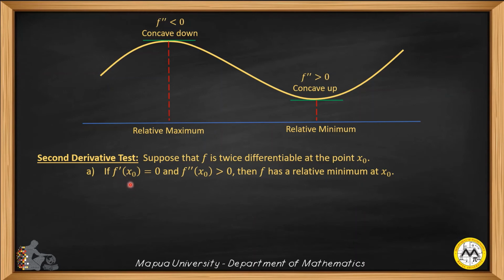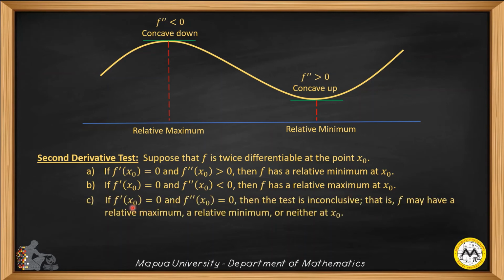So if f prime at x sub 0 is 0 and f double prime evaluated at x sub 0 is positive, then f has a relative minimum at x sub 0. This condition of f prime at x sub 0 equal to 0 will tell us that x sub 0 is a critical point, and if concavity is upward, then we have a minimum point. But if at the critical point the concavity is observed to be downward, as in this case, then what we have there is a maximum point.